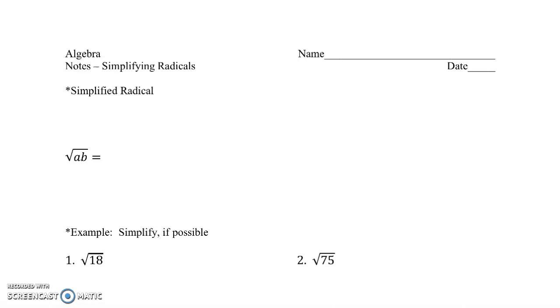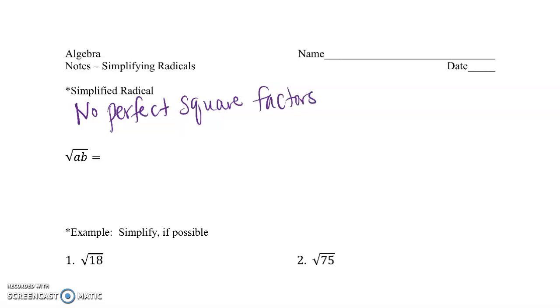All we're going to do in our class is square roots. We're not going to do cubed roots or anything like that. Okay, so our job is going to be to simplify radicals. What does that mean? That means there are no perfect square factors in the number under the radical, the square root sign.